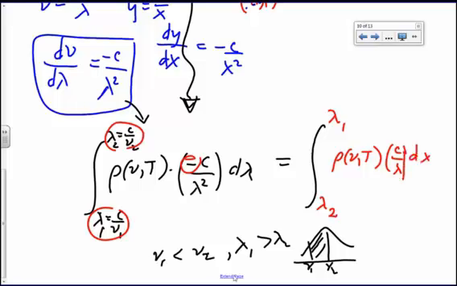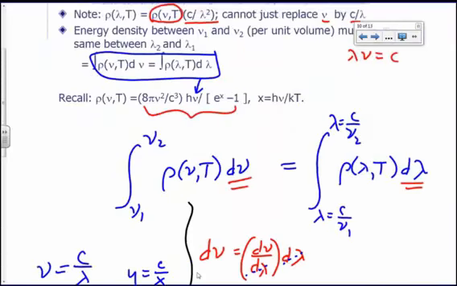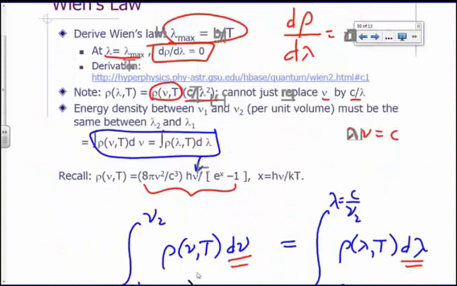So this is going to be rho of nu T times c over lambda squared d lambda. This expression right here is the spectral density per unit wavelength at a given temperature. And so that's what we have up here.